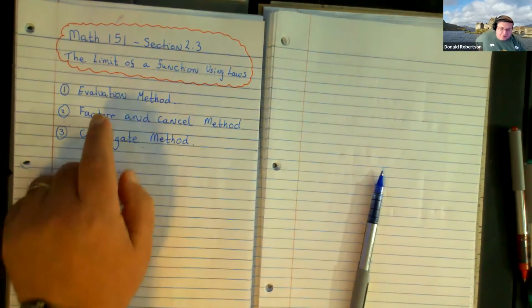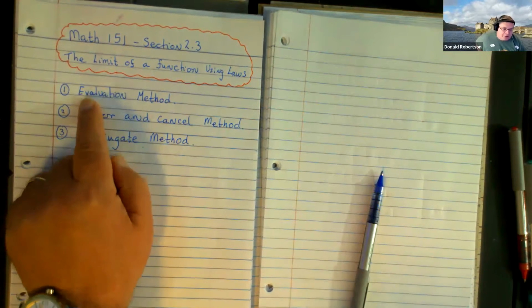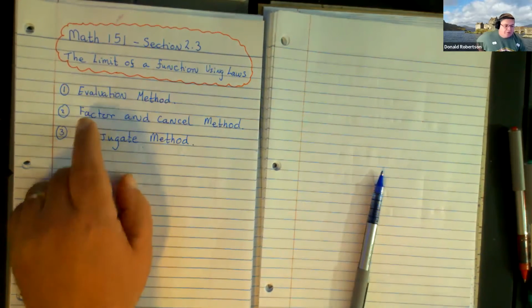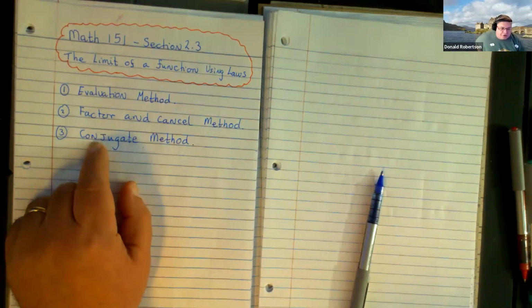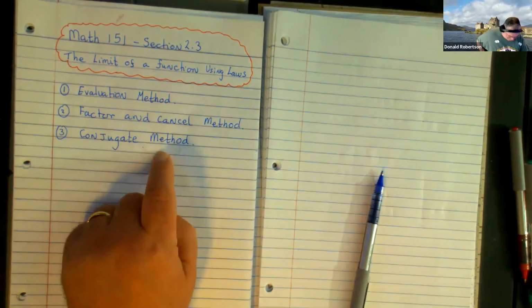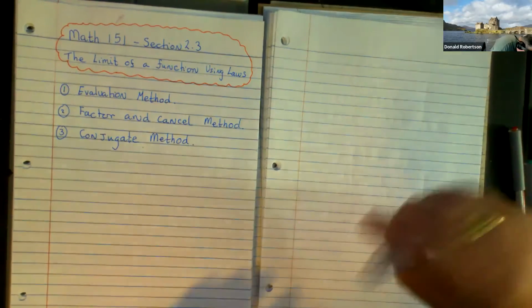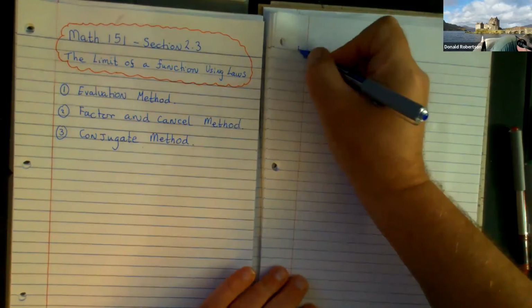The first one is called the evaluation method. The second is called the factor and cancel method. And the third one has a really strange name, but it's called the conjugate method. So let's show you what the evaluation method looks like.